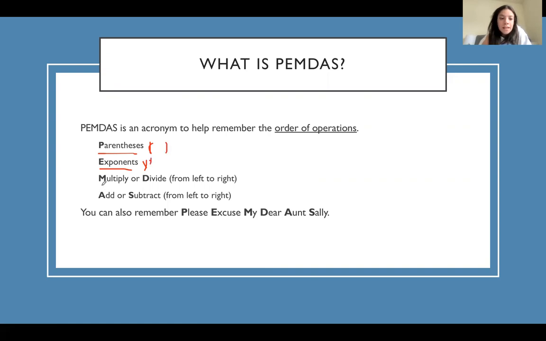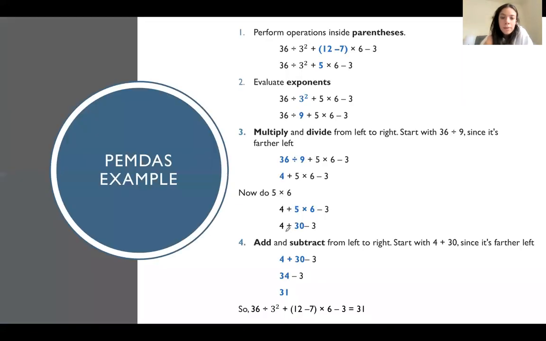M and D stand for multiply or divide, and in any expression you will choose whichever one is on the left first and whichever one is on the right second. And then add or subtract is the same thing. You can also remember PEMDAS by the words, please excuse my dear Aunt Sally. But we're going to show some examples that'll help it make a little bit more sense. So just to quickly go over how to do this.